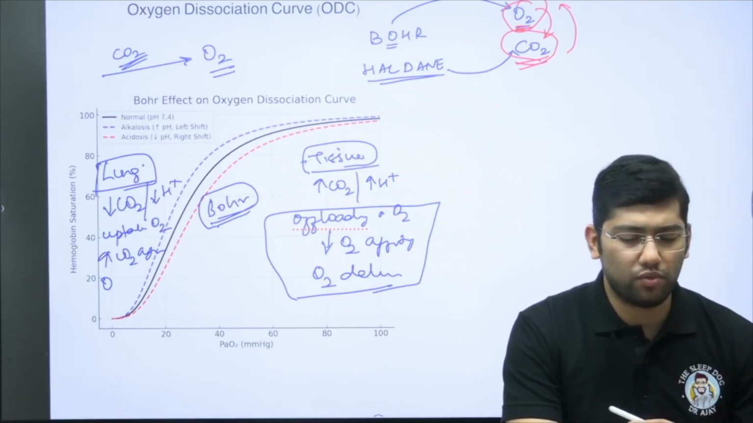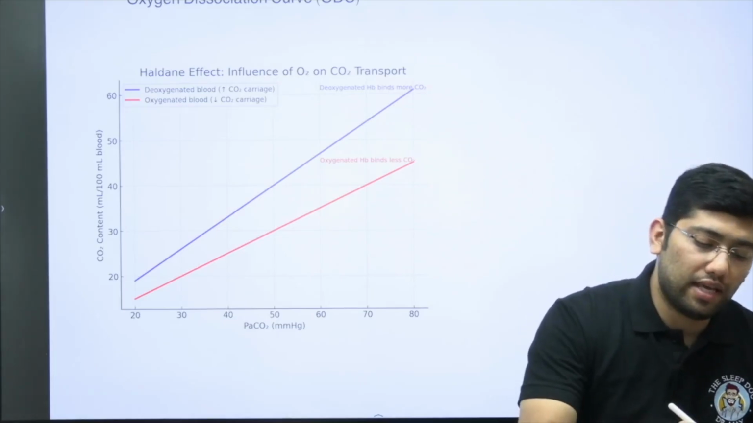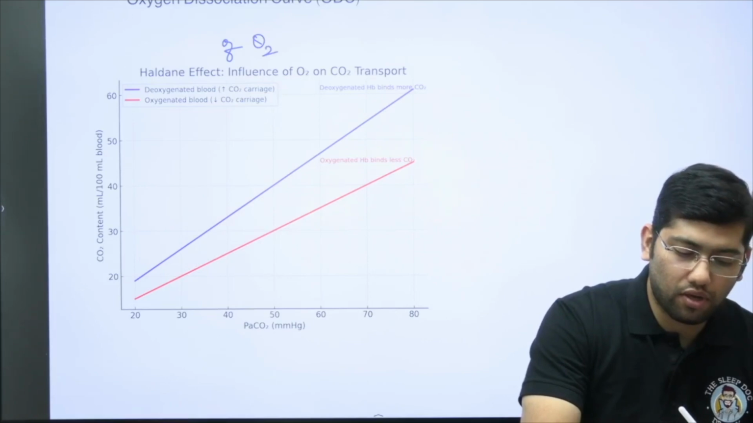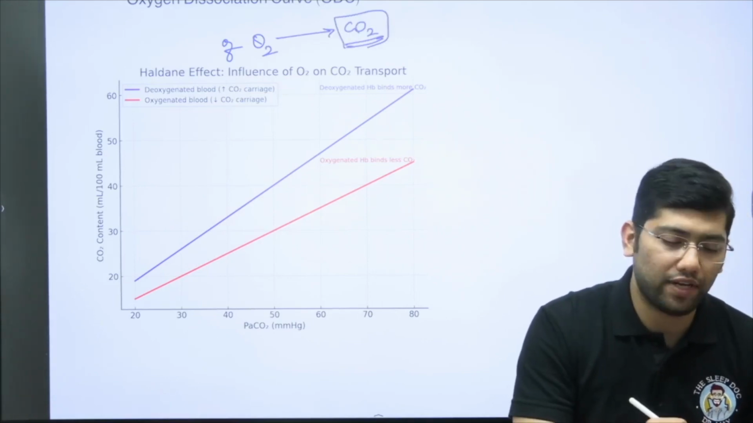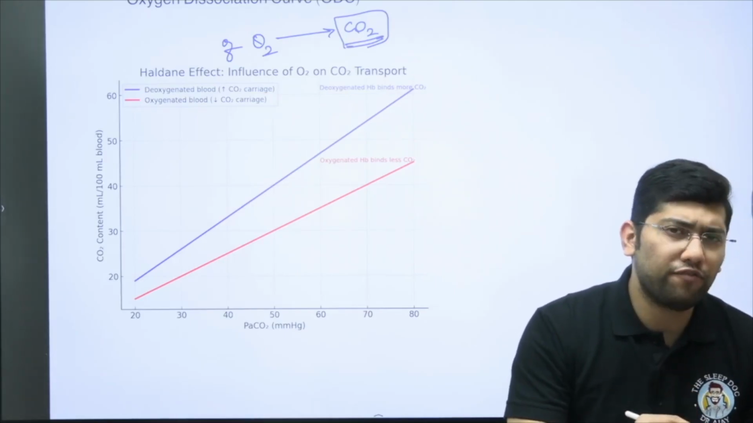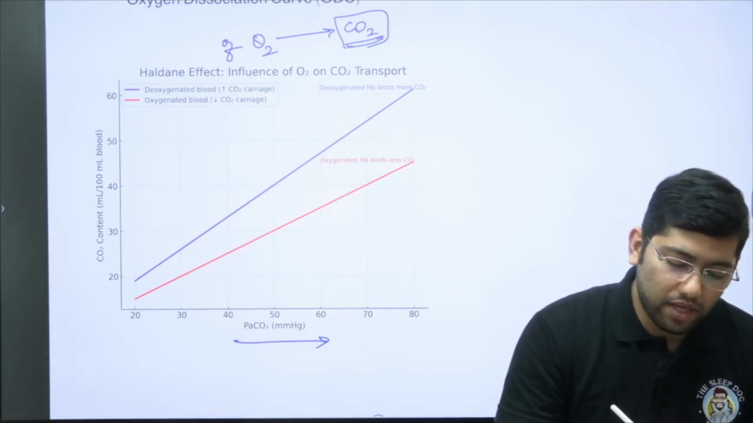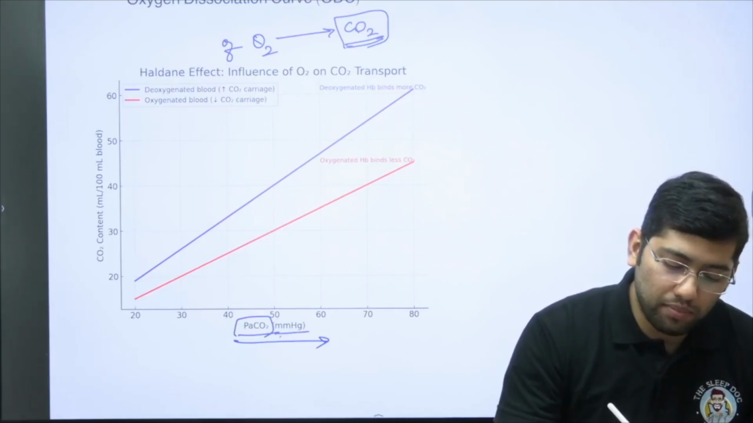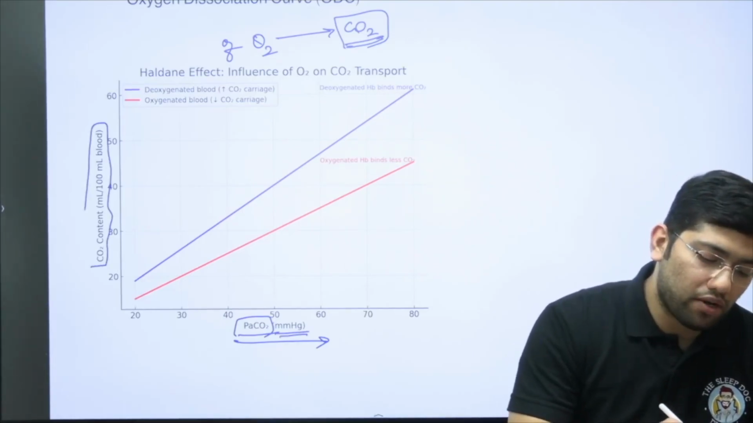Now the opposite of this would be the Haldane effect. Let's see what the Haldane effect is. The Haldane effect is the effect of oxygen on carbon dioxide, because carbon dioxide is the end gas that is getting affected in this. Now let's see. Again, there is a graph here, but it is different from before. Let's define the axes first. On the x-axis, we have the partial pressure of carbon dioxide here, not oxygen, in millimeters of mercury. And on the y-axis, we have carbon dioxide content.